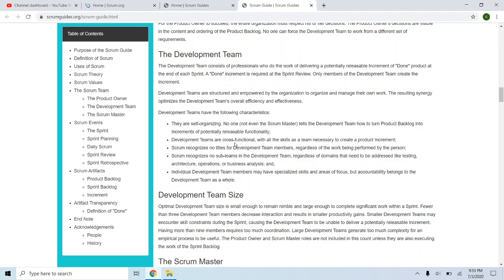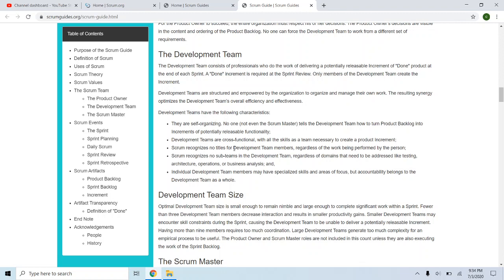They're going to have specialized skills and areas of focus, but accountability belongs to the development team. It's all about having a team that's self-organizing, a team that can turn product backlog into increments of potentially releasable functionality. In the example of the application for a bank, how do we create this application start to finish? Maybe the first increment is an application where you can log in. It may not give you access to something that you're logging into, but it gives you a workable increment to provide to management to explain what you have so far.